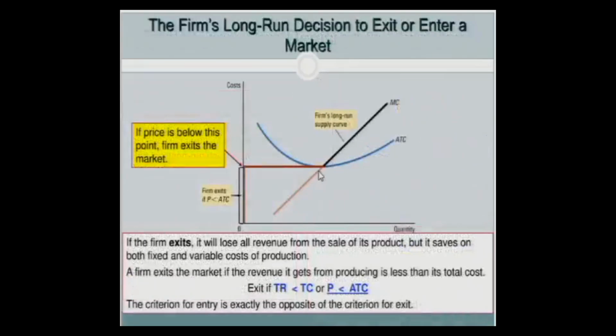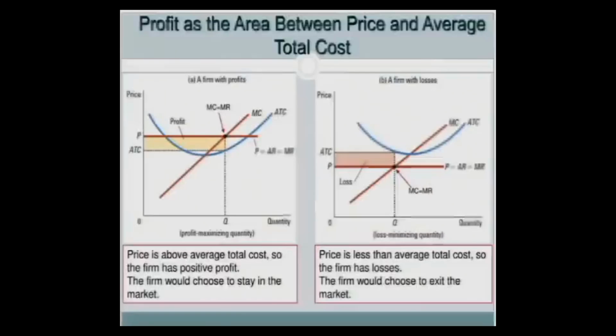So in the long run, the decision will have to be made based on whether price is below or above the average total cost. So that's the rule for exit now. Not shut down, exit completely, leave the market, produce something else. Right, so this is the rule. If the price is below average total cost in the long run, firms exit completely.